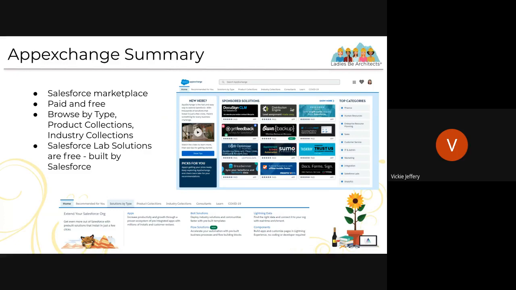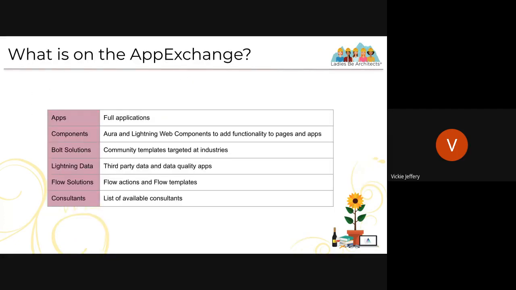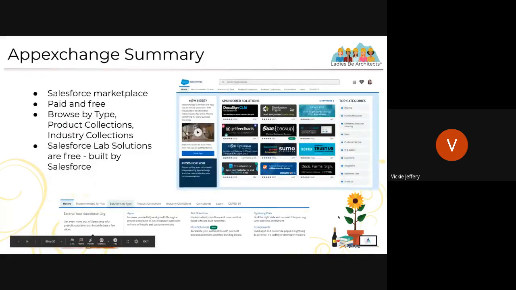So on the side, let me go back. Sorry. On the side here, you can see a screenshot of AppExchange and the kinds of things that you can see in there. We're looking at some sponsored solutions, so people that have paid to be on the first page of AppExchange. And down the bottom there, you can see that we've got solutions by types. We've got apps, Bolt, Flow, Lightning Data, and components, which we'll go through next.